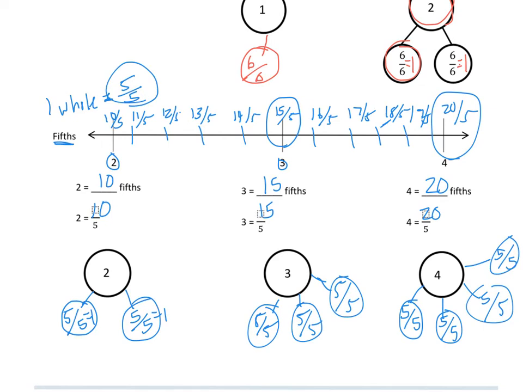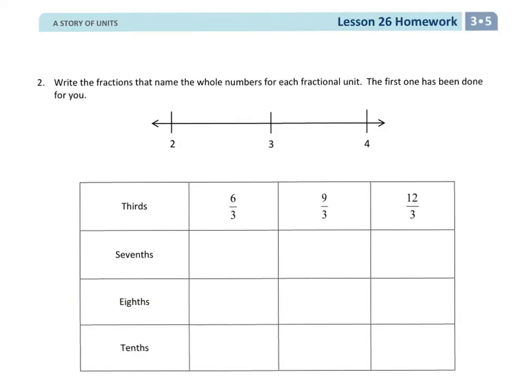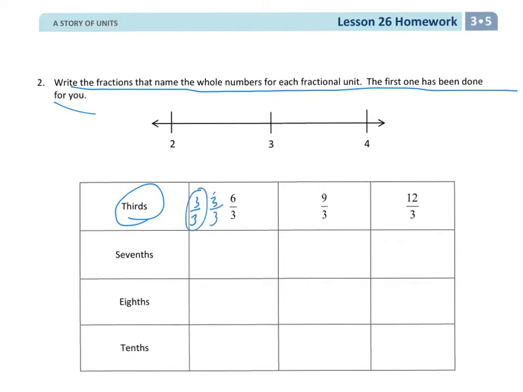Let's take a look at page 2 real quick. And on page 2, it says write the fractions that name the whole numbers for each fractional unit. The first one has been done for you. So in terms of thirds, we see that at 2, it's 6 thirds, or 6 over 3, because we have 3 thirds for one whole and then another 3 thirds for a second one. So if we put those together, we're going to get 6 thirds. We're adding another 3 thirds to get to 9 thirds, and so on.